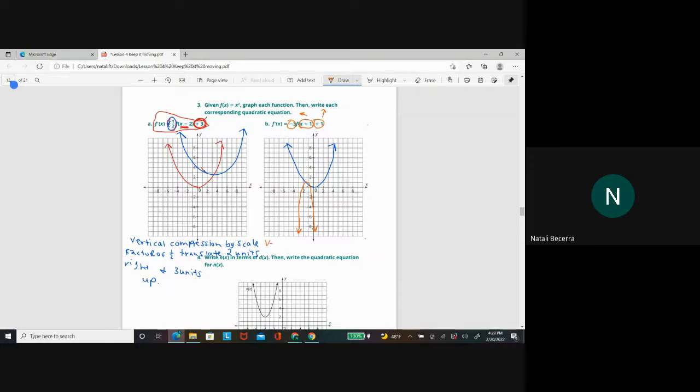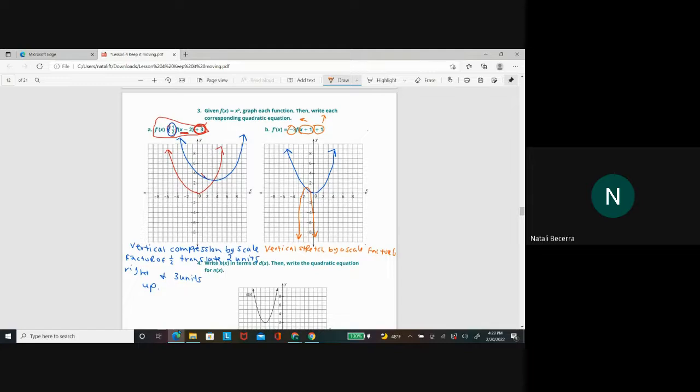So this was a vertical stretch by a scale factor of, what was the number? -3. Of -3. Translate 1 unit left and translate 1 unit up. And that's how you do that.